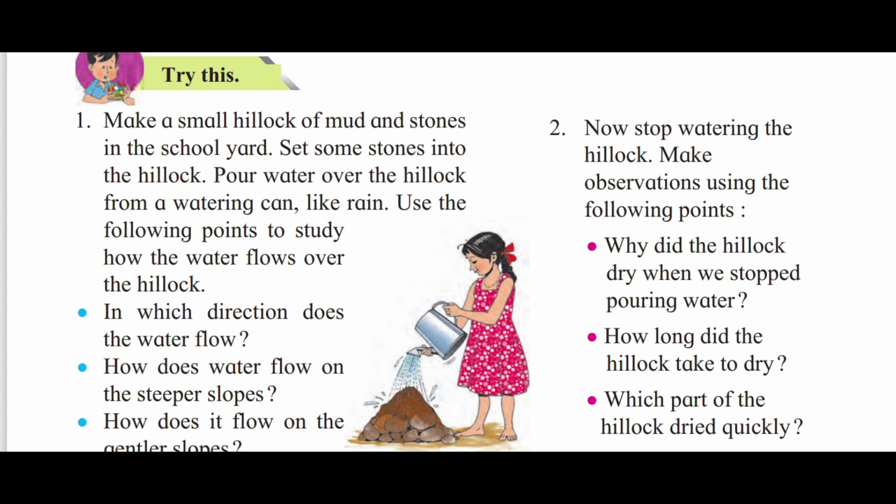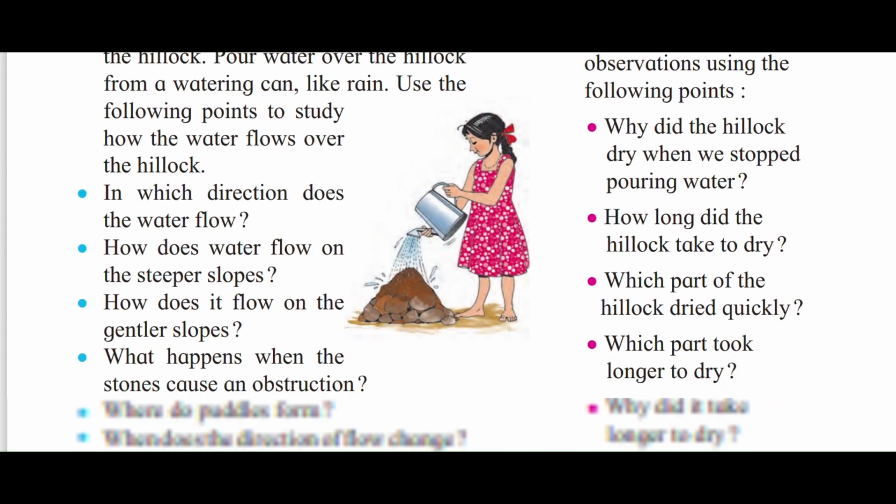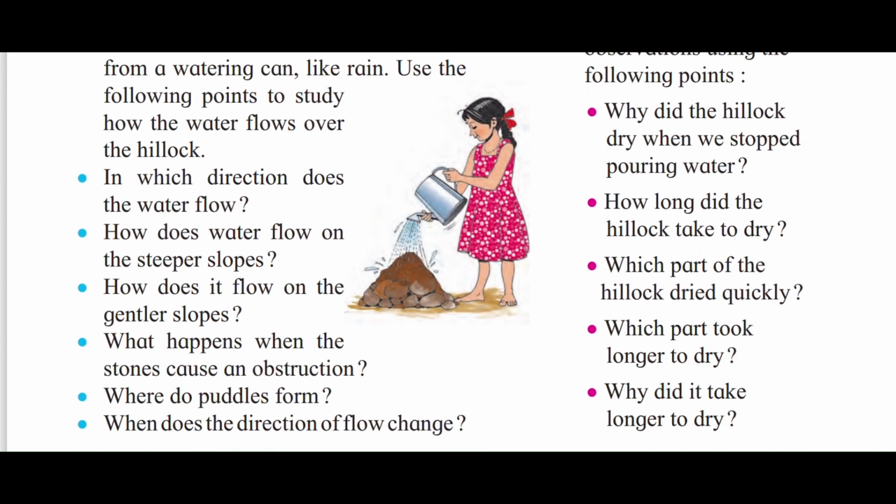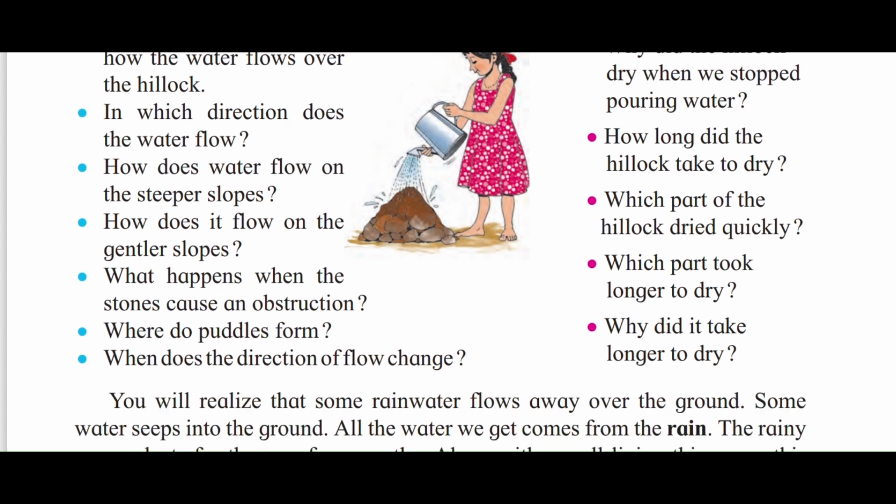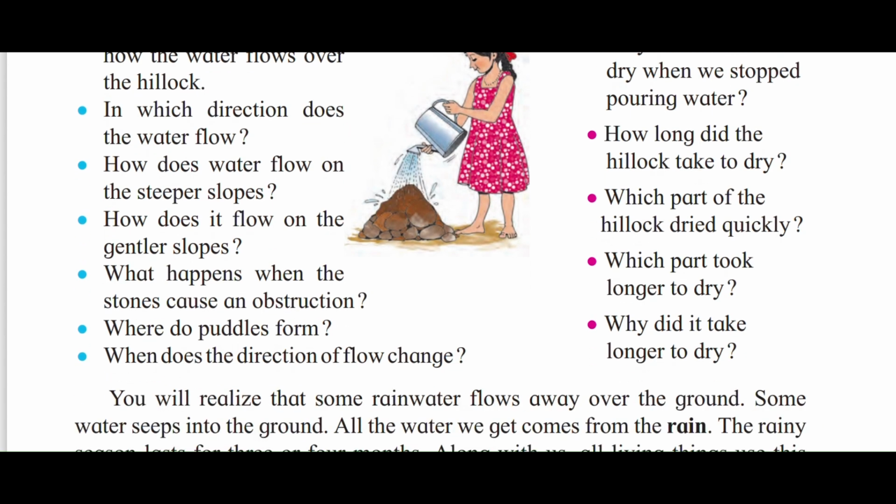In which direction does the water flow? How does water flow on the steeper slopes? How does it flow on the gentler slope? What happens when the stones cause an obstruction? Where do the puddles form? When does the direction of flow change?